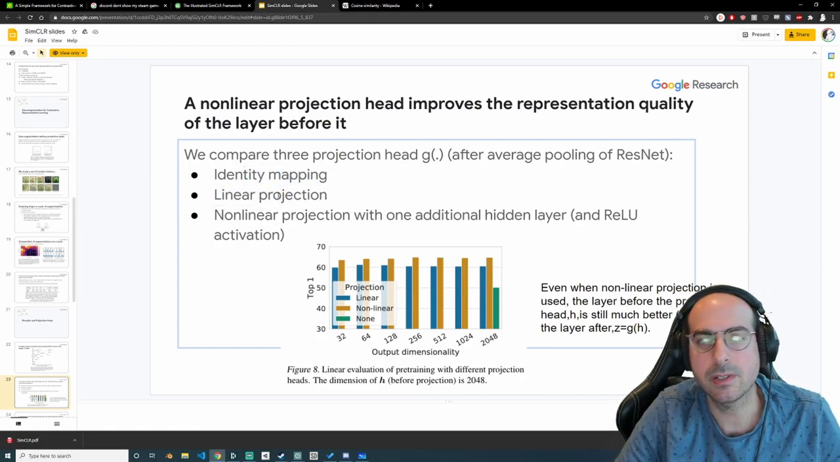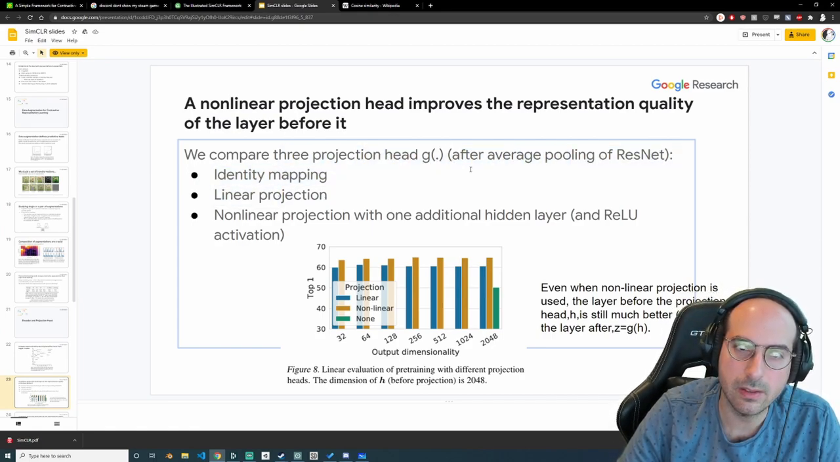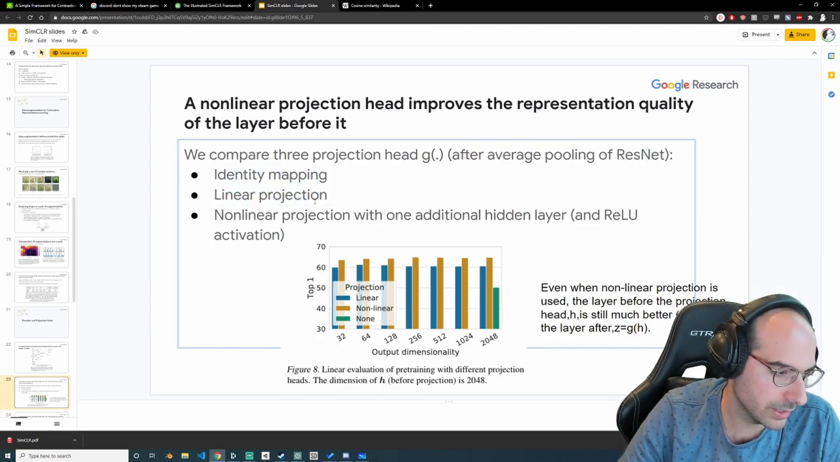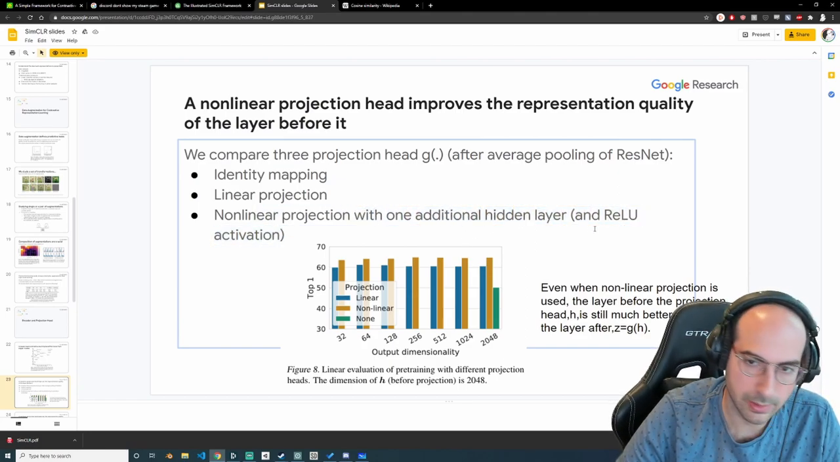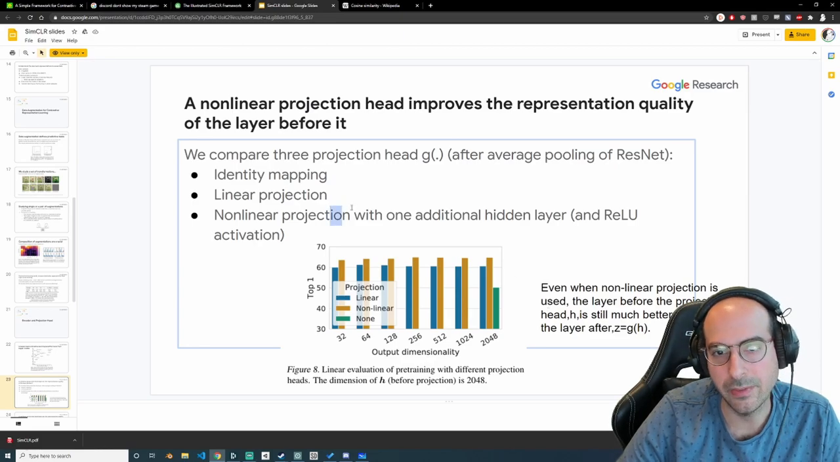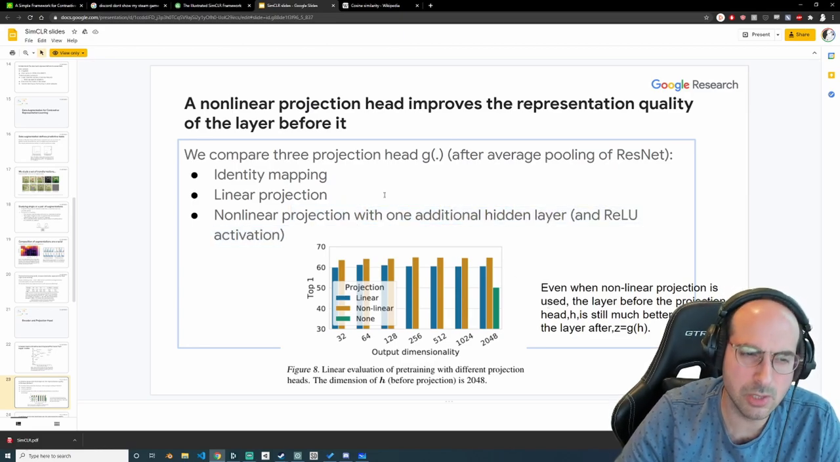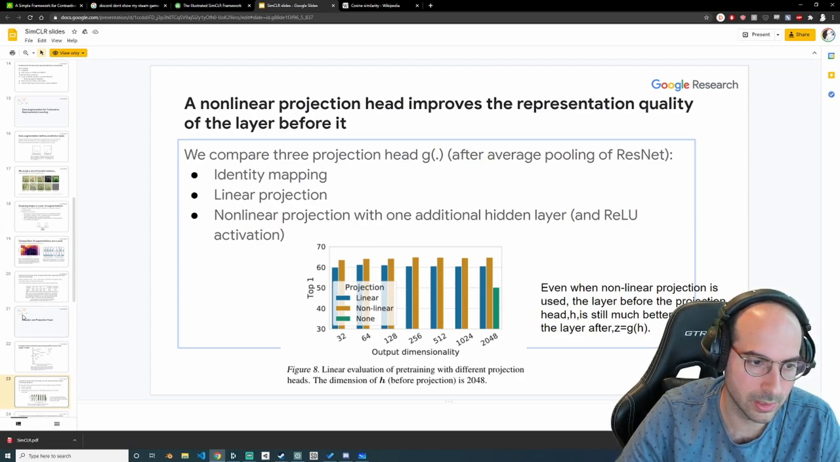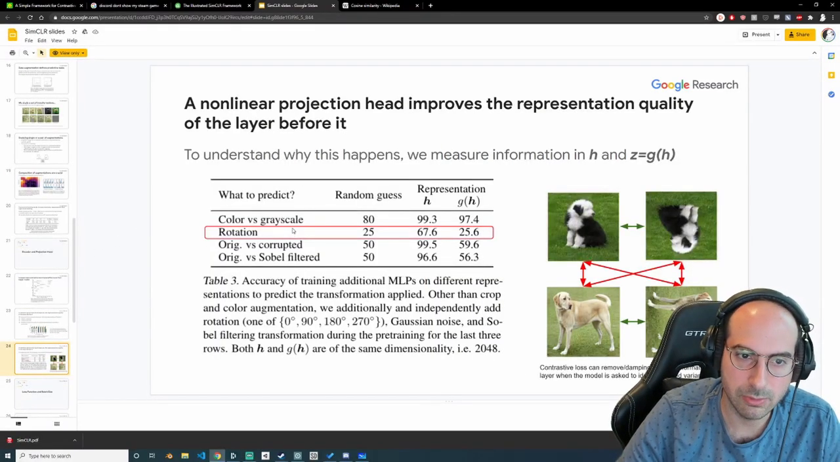Okay, so they also say that when it came to the projection head, they tried a bunch of techniques like identity map, which means you do nothing; a linear projection, which is you basically just have a layer; and a nonlinear projection, which is you have a layer and then something like a ReLU or a tanh after it. And they found that the nonlinearity helps. That's just because nonlinear projections can express a wider range of functions than a linear one. So that's sort of no surprise.